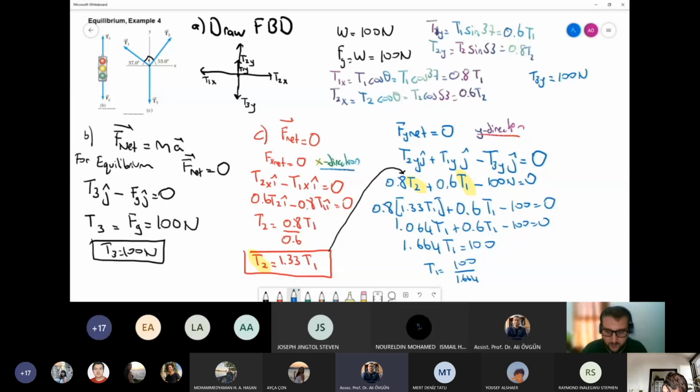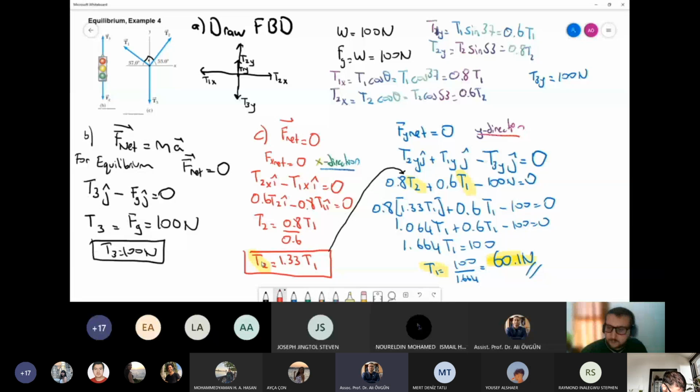So 100 over 1.664 is equal to 60.1 Newton. So this is the magnitude of T1. So how can you find T2? Now it is very easy to find T2. This is the answer for T1. You can also find T2.